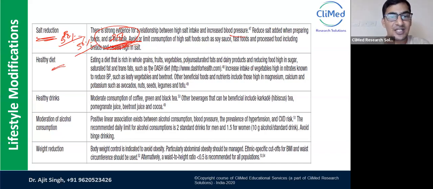We call it the DASH diet. I must say you go to dash4health.com. This is the website where you will get information about the DASH diet. So can someone tell me what exactly the DASH diet is? Guys, please tell me what is the DASH diet. I'm waiting for you. What is the DASH diet? Can someone explain the DASH diet to me?